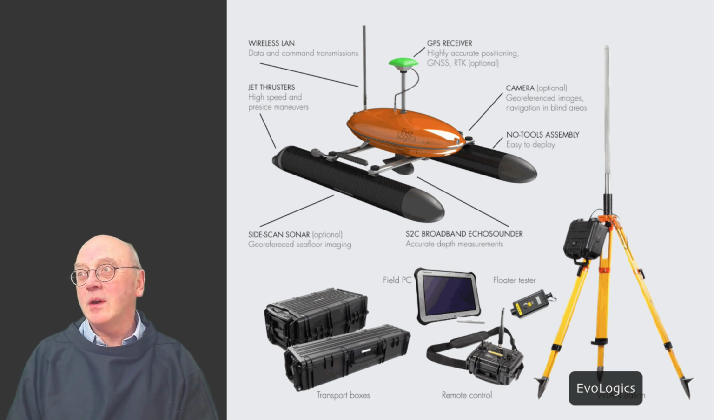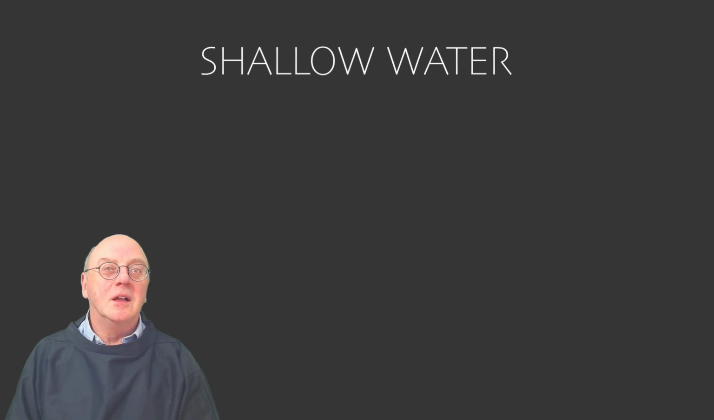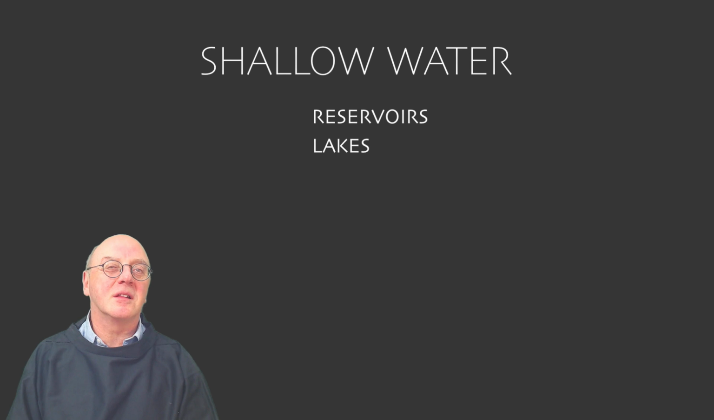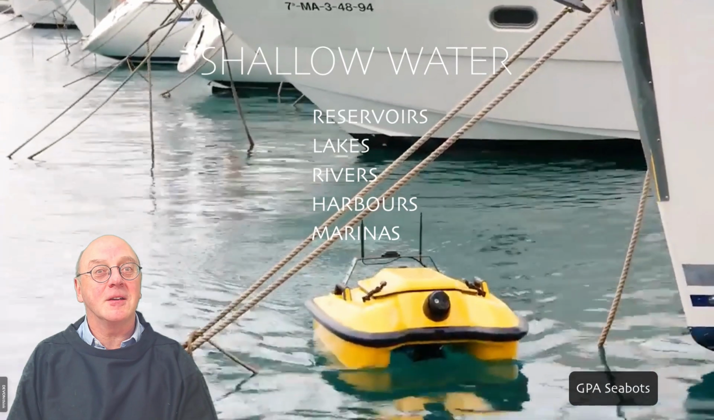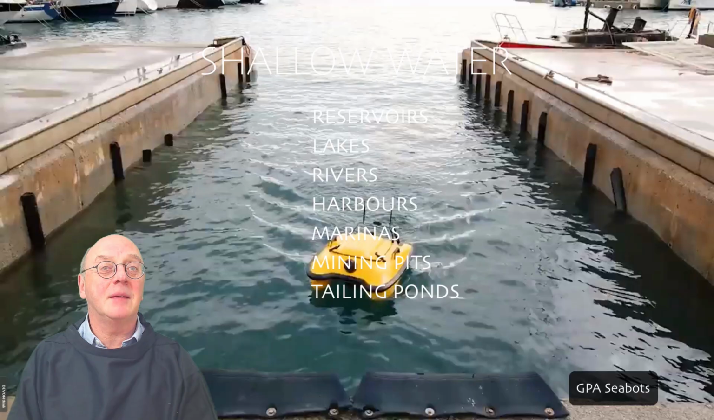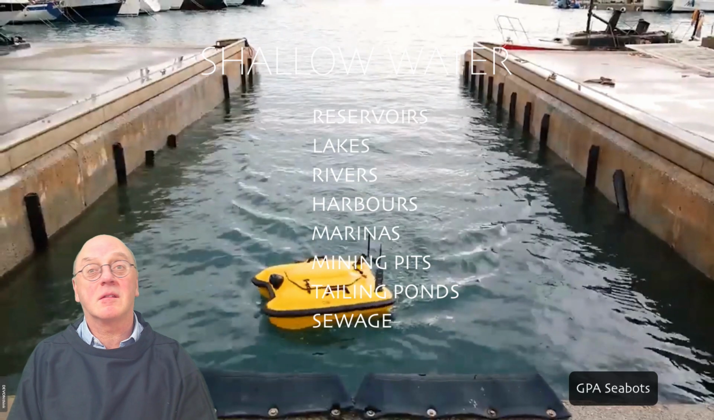So, where can they work? Well, shallow water. Small unmanned vessels are often suited to surveying reservoirs, lakes, rivers, monitoring harbours, shipping marinas, mining pits, tailing ponds, sewage plants, inspection zones, dams, all sorts of places like that.